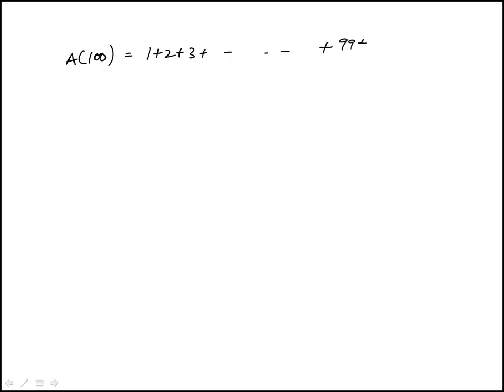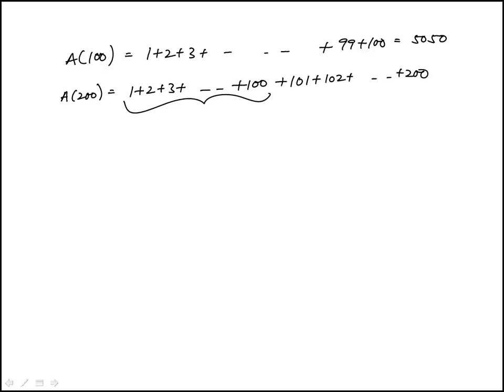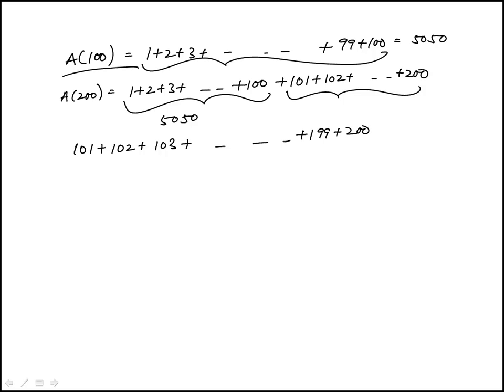So this is given to us as equal to 5050. Now the question is, we need a of 200, which would be 1 plus 2 plus 3, up to 100, and then it goes 101, 102, all the way to 200. So we know that this piece we already know is 5050. Now this is the one we have to compute. How do we get to this from that information? What's the relationship between that sum and this sum?